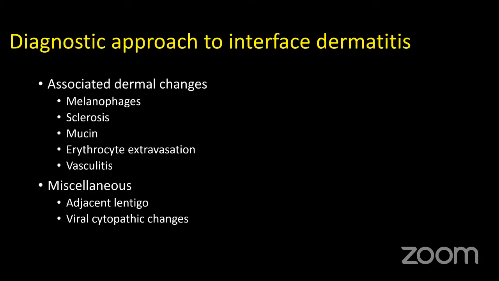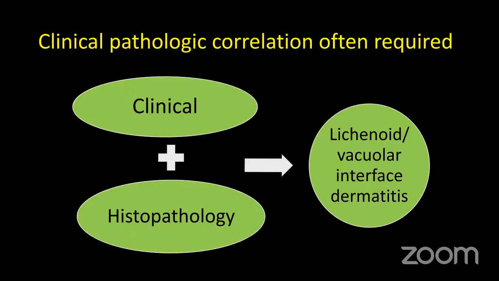Sometimes you'll only have melanophages, and that's your clue that there has been an interface reaction. Sometimes there's prominent sclerosis. You can see that in mycosis fungoides and in lichen sclerosus. Mucin obviously is something we see in lupus erythematosus, red blood cell extravasation in pigmented purpura. Sometimes you can have some vasculitis, and then we look for a few other things.